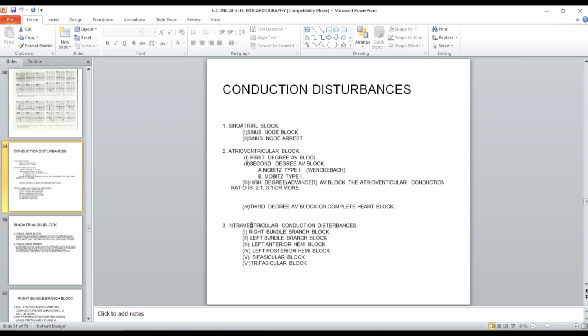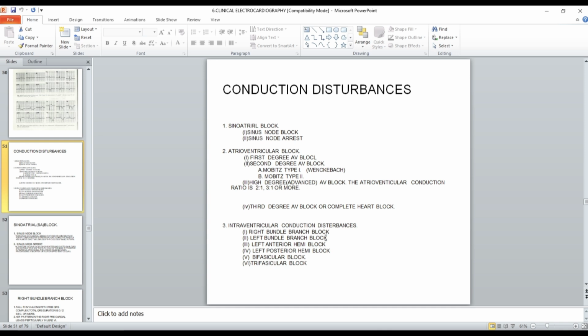Then we come to the intraventricular conduction disturbances. Right bundle branch block: here, there is a tall and wide R in V1 and a wide and deep S in V6, and the duration of the complex will be more than 0.12 seconds.